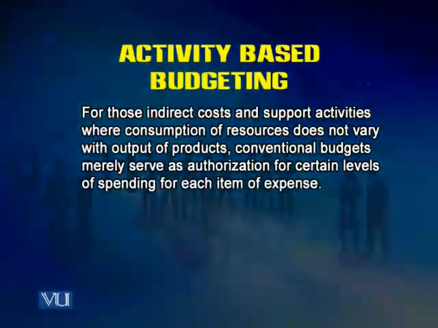We are now going to talk about activity-based budgeting. For those indirect costs and support activities where consumption of resources does not vary with output of products, conventional budgets merely serve as authorization for certain levels of spending for each item of expense. Now we are going to see the different methods of arriving at the budget and what different processes can be followed in preparing the budgets.